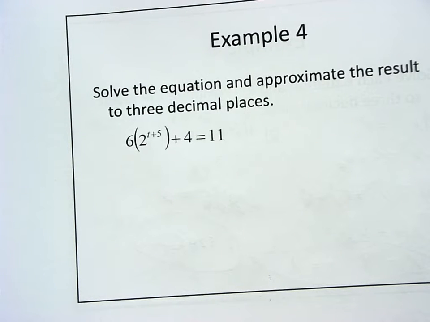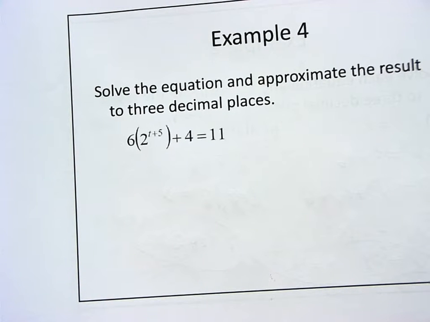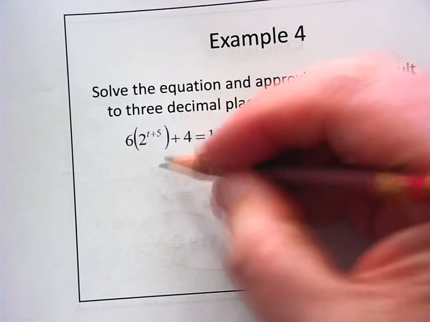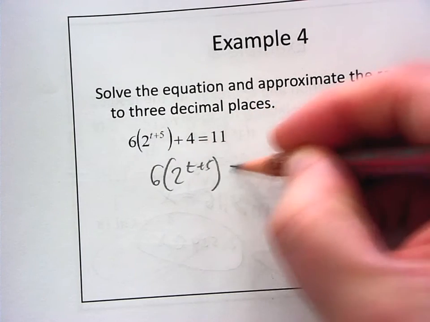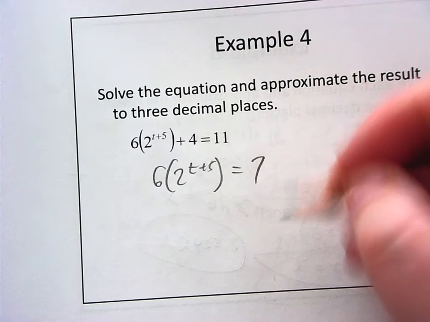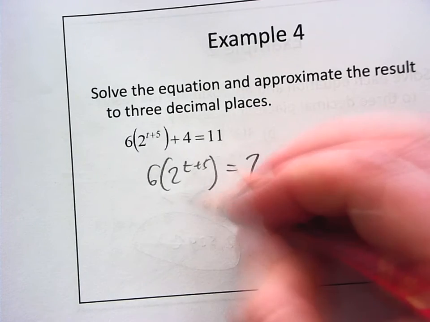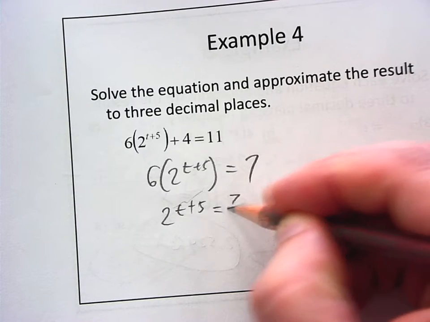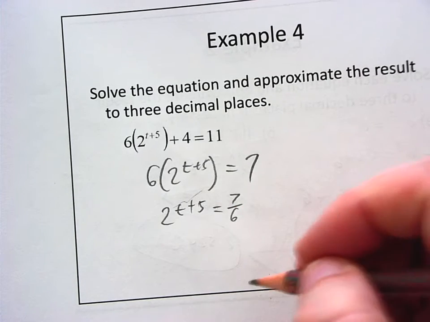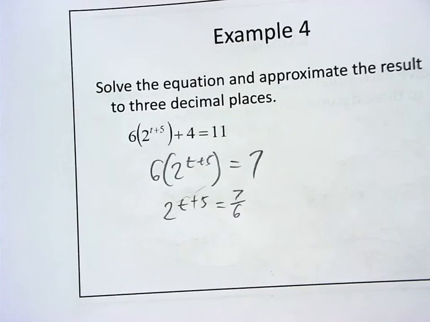For example, 4. Again, a few pieces to move around. What would I start with? Subtract the 4. So I have 6 times 2 to the t plus 5 is equal to what? 7. Then divided by 6. I get 2 to the t plus 5 is equal to 7/6. I'm going to leave it that way. I want to try to avoid all decimals until my very final step. What would be next?